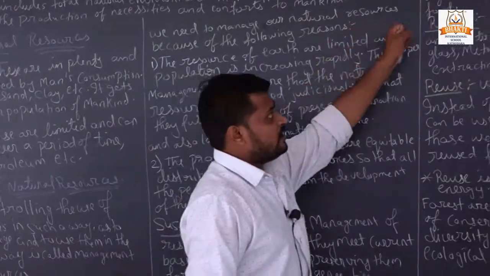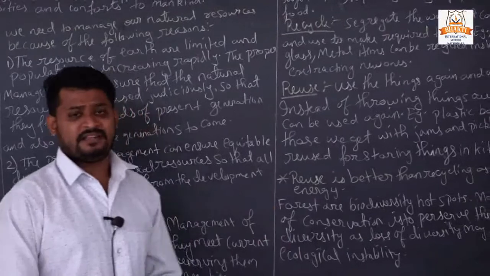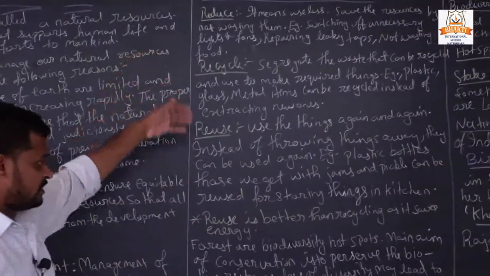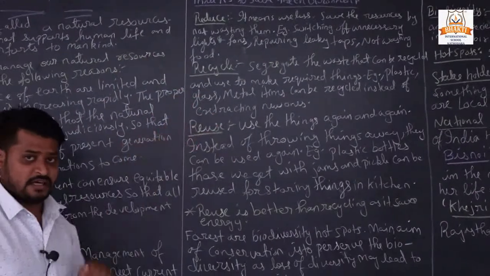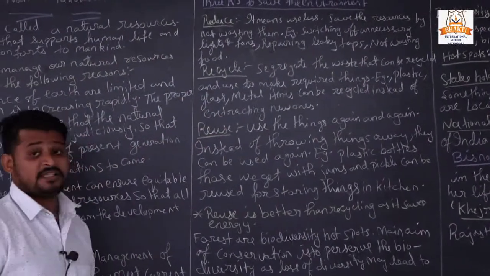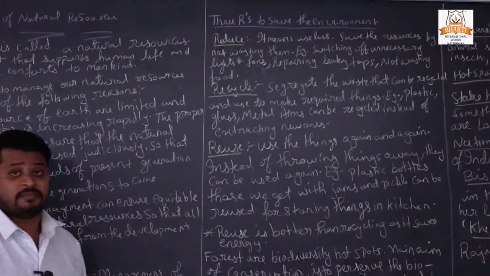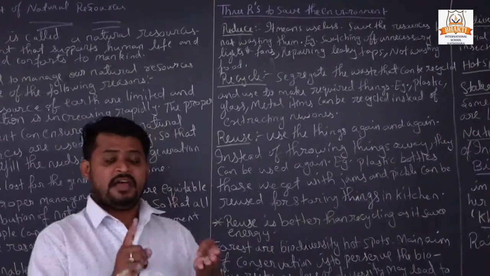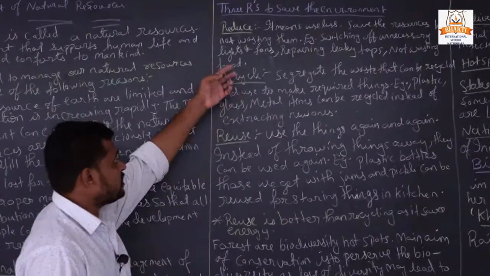Now there are 3 R's to save the environment, but I think now 4 R's and 5 R's also have come. But in your book there are only 3 R's, so we will study these 3 R's. What are the 3 R's? These are the methods by which we will save our time, energy, environment and so on. So what is the first R?